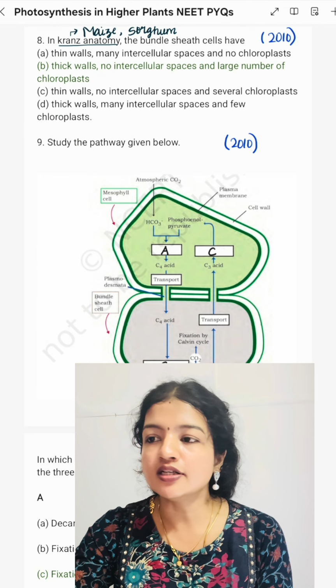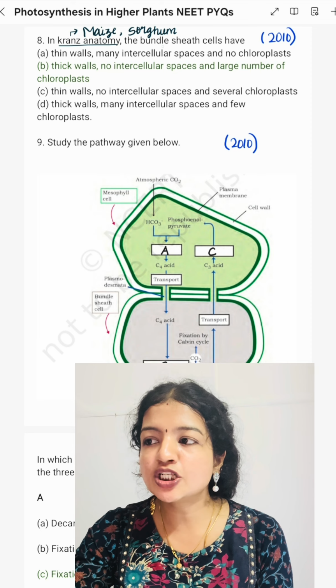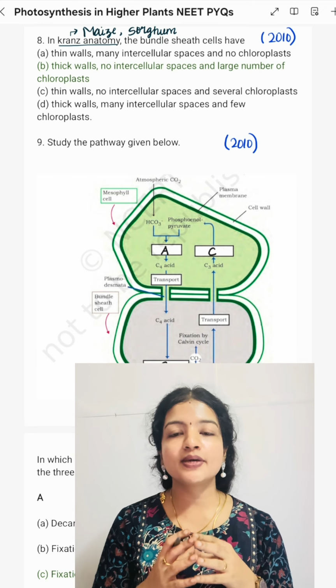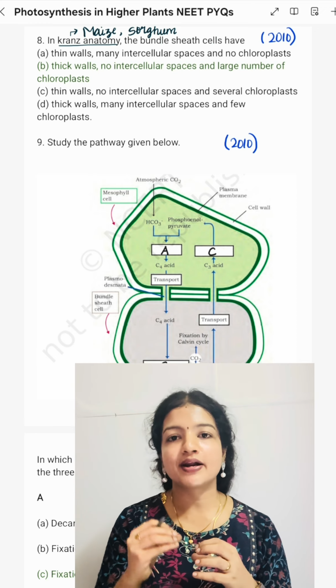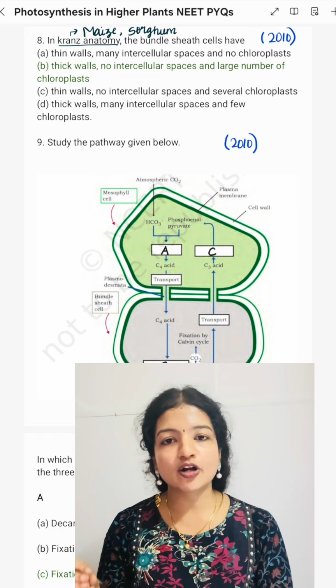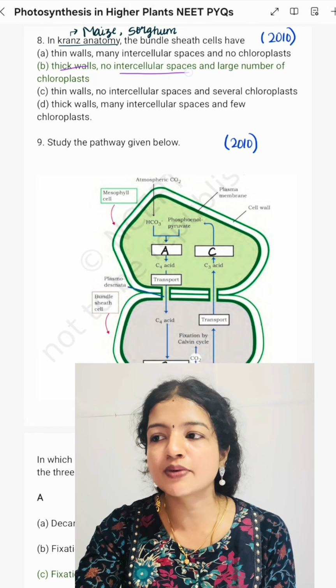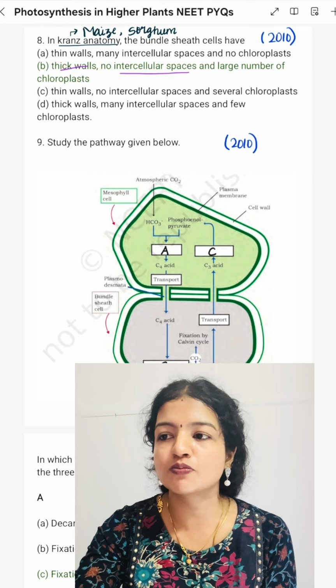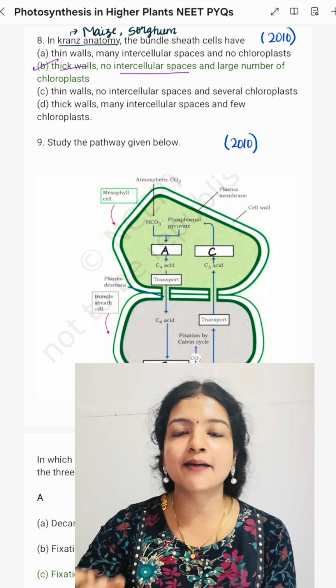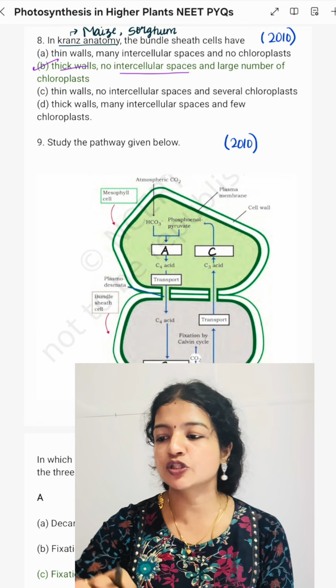Then eighth question, in Kranz anatomy, the bundle sheath cells have. Kranz anatomy is exhibited by the leaves of C4 plants. So in Kranz anatomy, the bundle sheath cells have thick walls, no intercellular spaces, and a large number of chloroplasts. Option B. So C4 plants examples are maize and sorghum, so remember these.